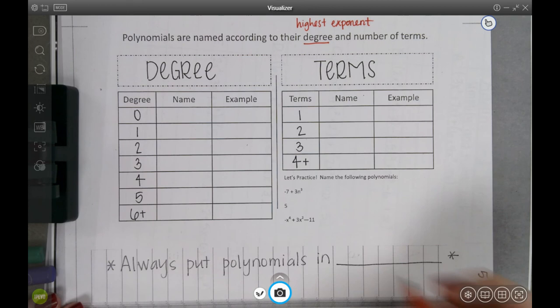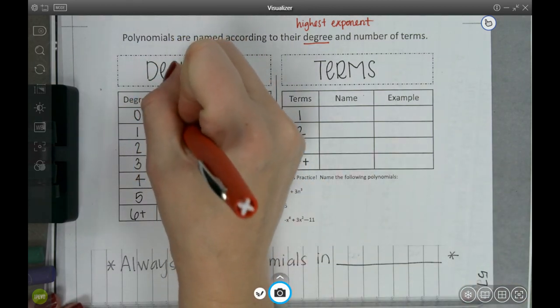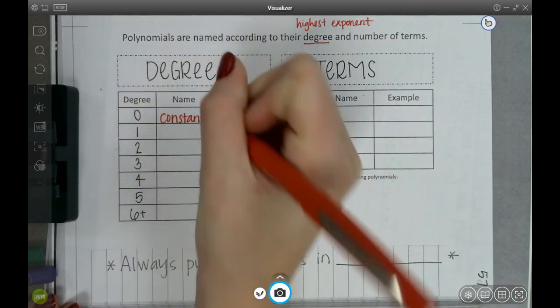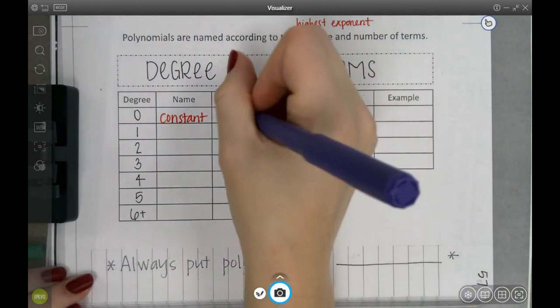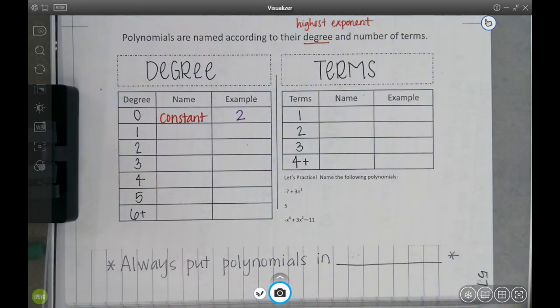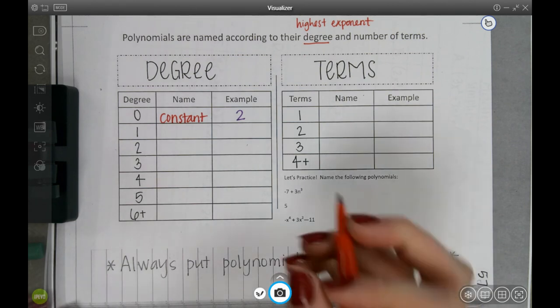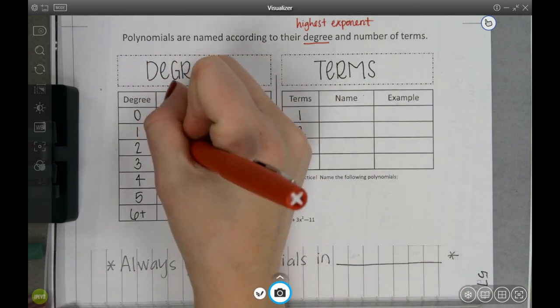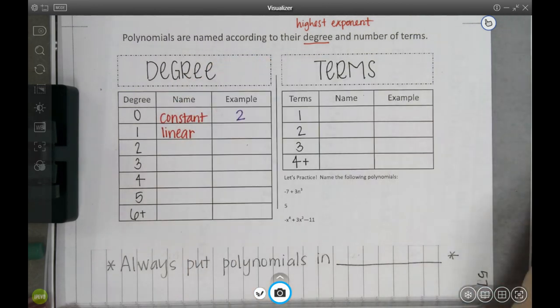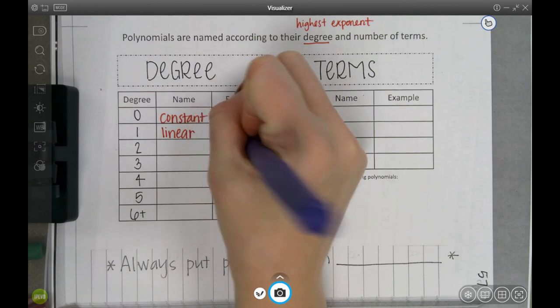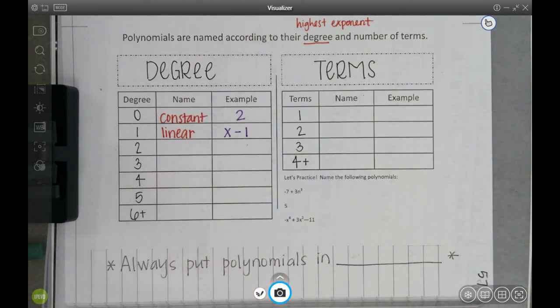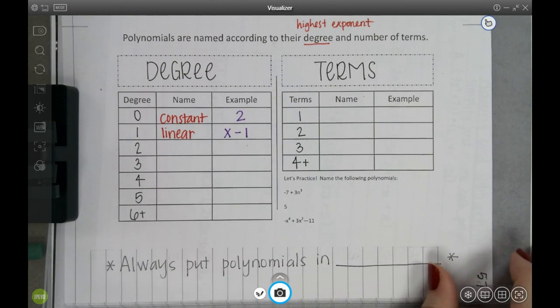If it's a degree of 0, that's a constant. That means there's no variable in your expression. An example of that would be the number 2. If you have y equals 2, that's a constant function. Degree 1 is a linear function. An example of that would be x minus 1. The exponent on that x is a 1, so it's a linear function.